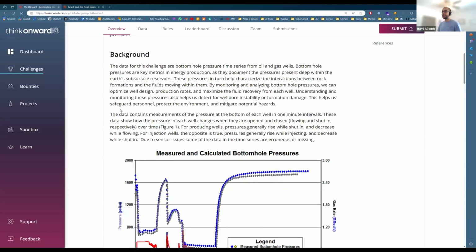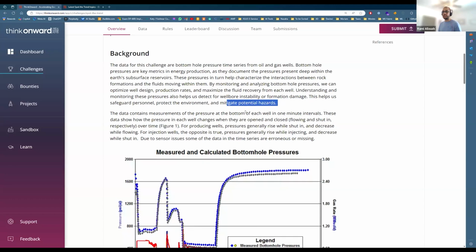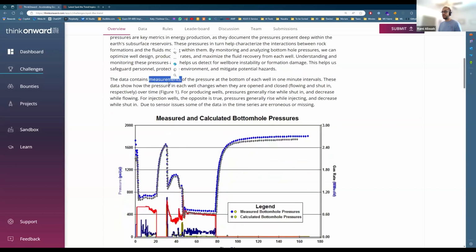This helps us safeguard personnel, protect environment, and mitigate potential hazards. The data contains measurements of the pressure at the bottom of each well in 1 minute intervals. So this is the time series. So we get the data in 1 minute: 100, 101, 102, 103. What is the pressure reading at each one of these data points?